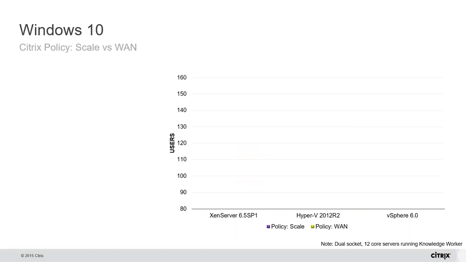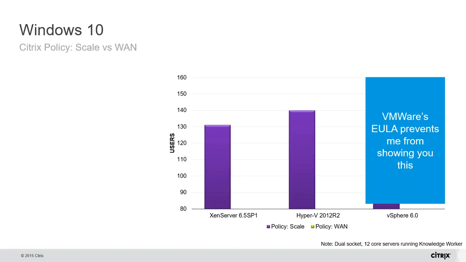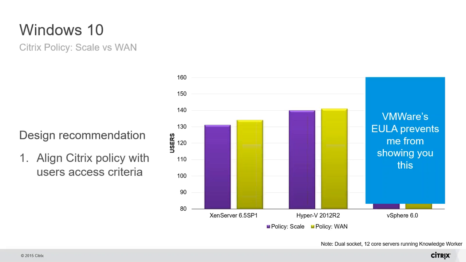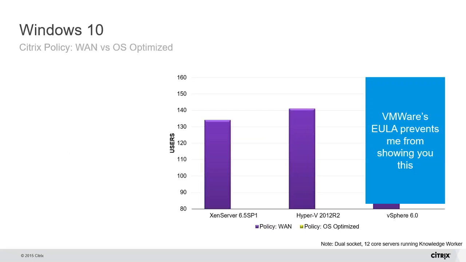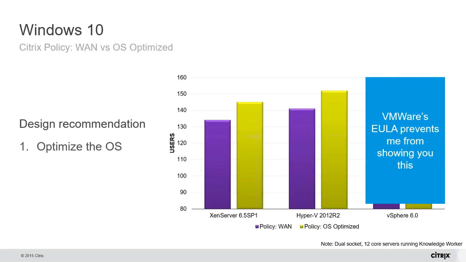And so as we finish this up, we'll look at scale policy versus the Citrix WAN policy. And again, just like Windows 7, there really isn't much of a difference here. It's not impacting the CPU, but it will impact the network utilization. And then finally, it's the default OS config versus an optimized operating system config. And again, as you would expect, you start shutting down services, you get greater density.